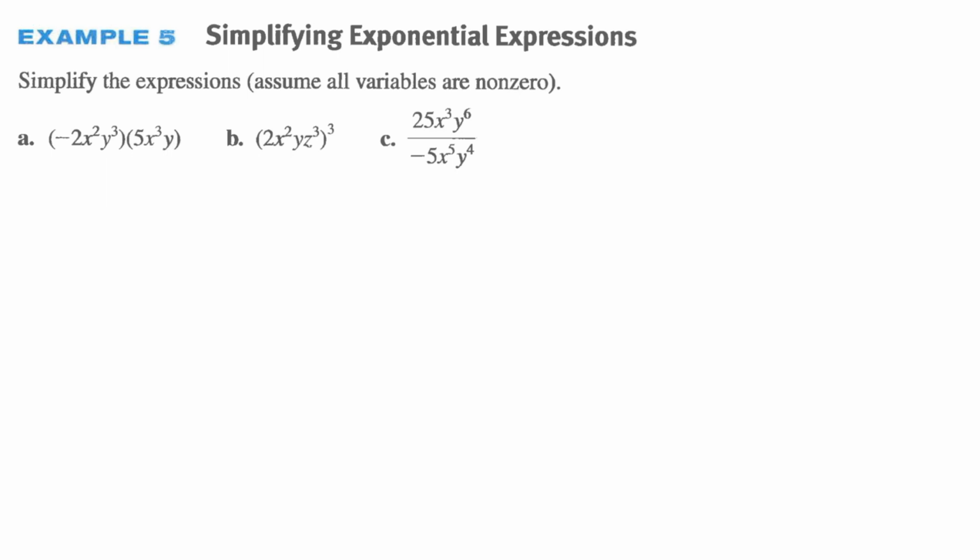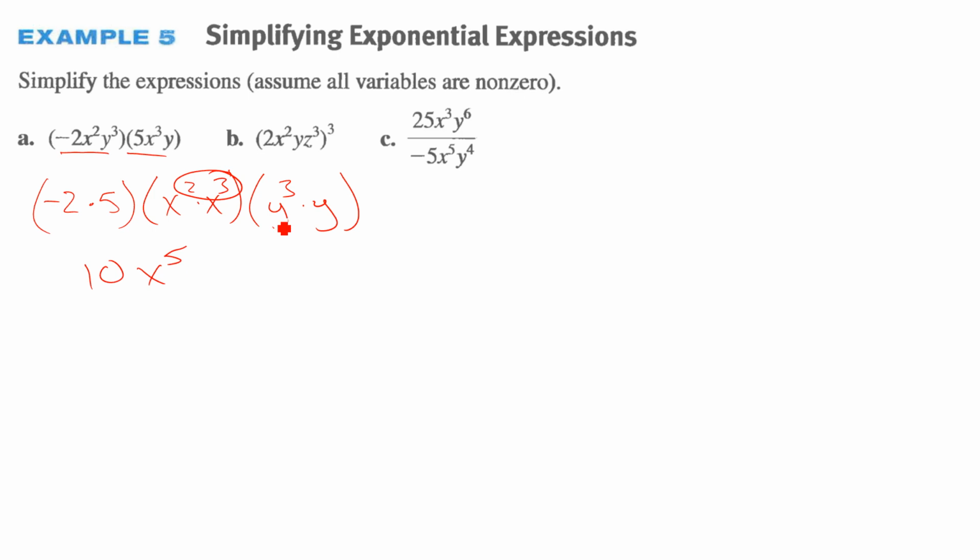So what do we got here? So, a problem like this. I'm going to take the regular old coefficients, negative 2 times 5, put them by themselves. And I'm going to put the x's by themselves, x squared times x cubed. And I'm going to put the y's by themselves, y cubed times y. Okay, what's negative 2 times 5? 10. What do we do with these? We're going to add them up. x to the 5th. We're going to add these up. What's our power here? It's a 1. So we get y to the 4th.